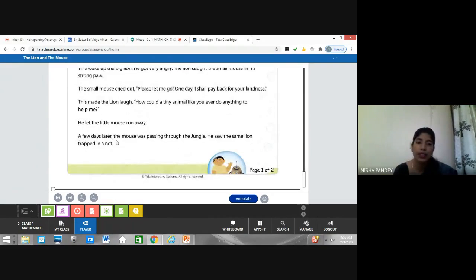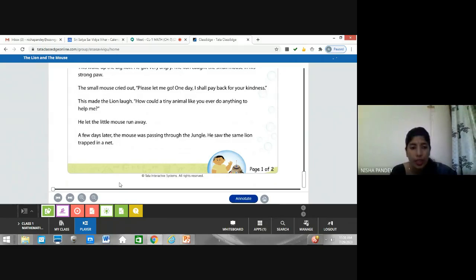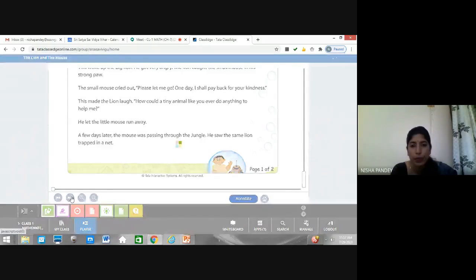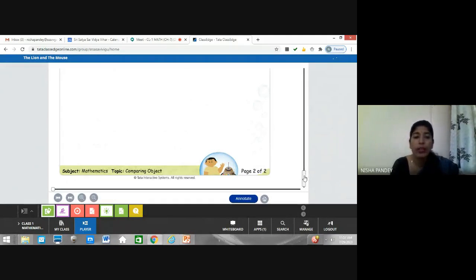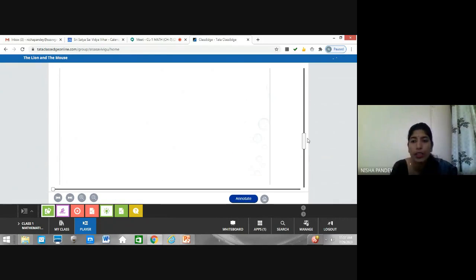A few days later, the mouse was passing through the jungle. He saw the same lion trapped in a net. Aur kuch dino ke baad kya hua? Jab wahan se mouse ja raha tha, tab usne kya dekha ki same lion ek net mein, ek jaal mein phasa hua hai, trapped hai usme. To fir usne kya kiya hoga? Aap soch sakte ho kya ki kaise help karega wo? Can you tell me the rest of the story? Though it is there, but can you guess something?